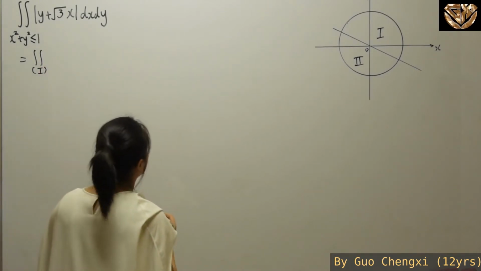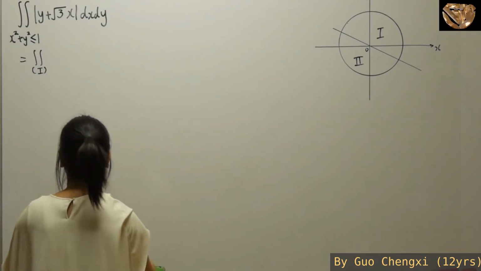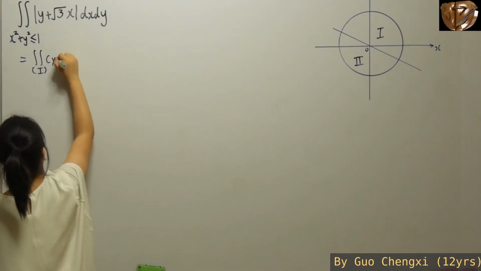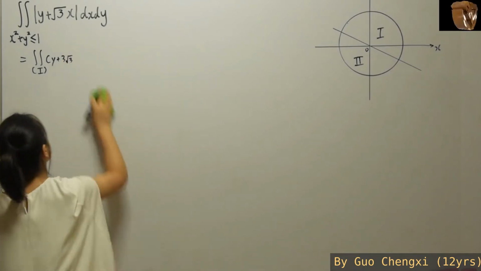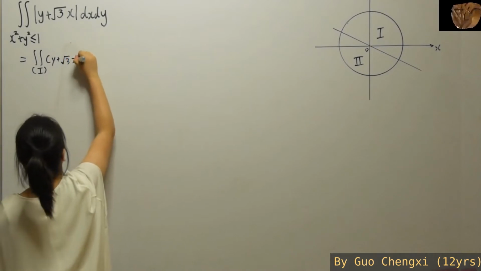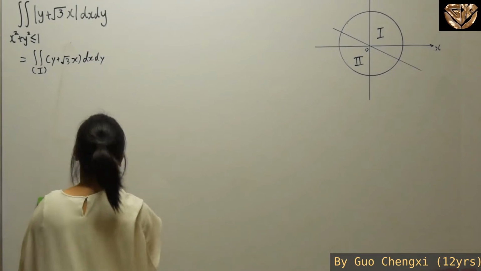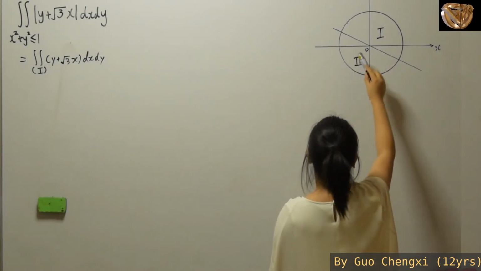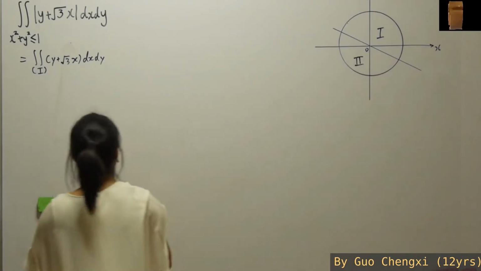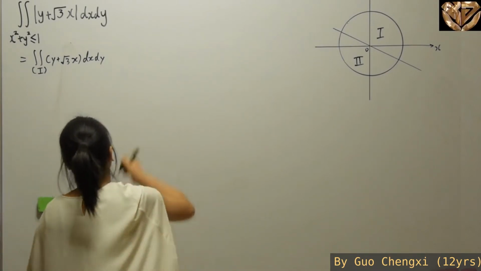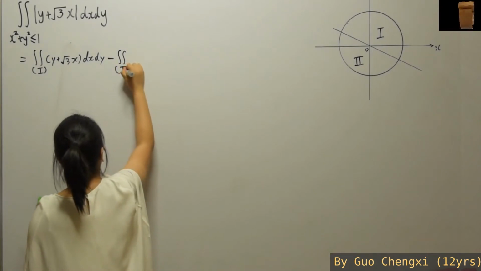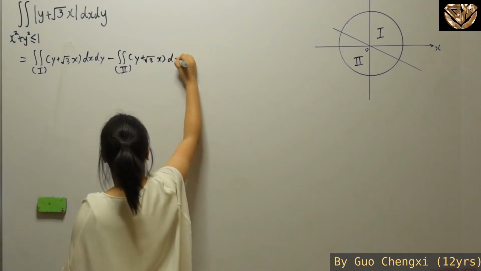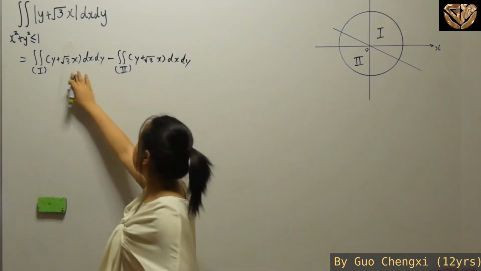In order to do integration, you cannot have modulus inside. So if you use brackets, because this is the positive part, you don't have to change it. So it just becomes y plus square root 3 x, dx dy. On the other hand, for the second part over here, no matter how you look at it, it's going to be negative. So in order to keep it positive, you need to put a minus in front of this. Okay?